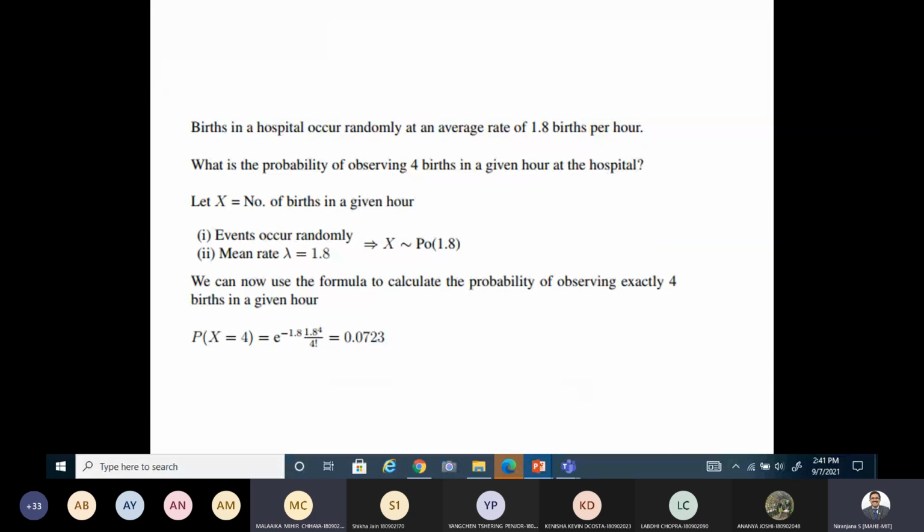Okay. Births in a hospital occur randomly at an average rate of 1.8 births per hour. What is the probability of observing 4 births in a given hour at the hospital? Yeah, this is the problem. Yeah, let us stop it once. Yeah, this is the problem. Okay, given problem now.